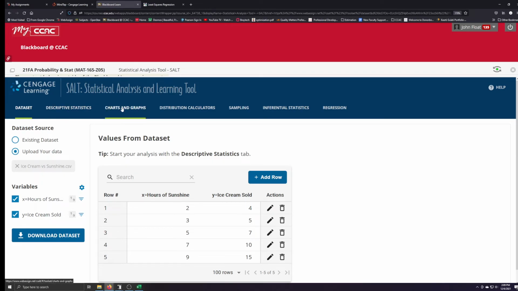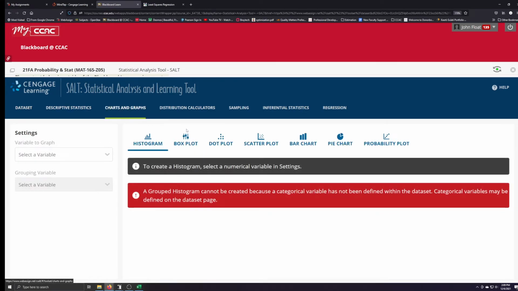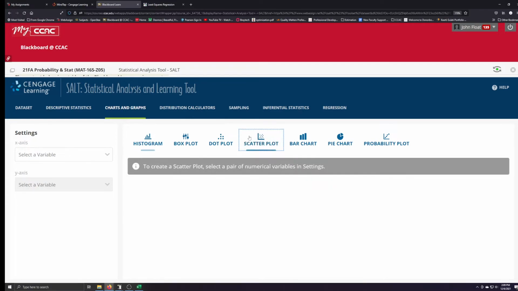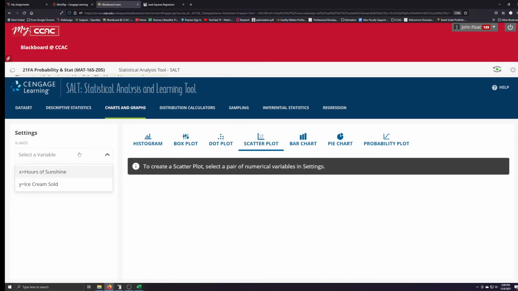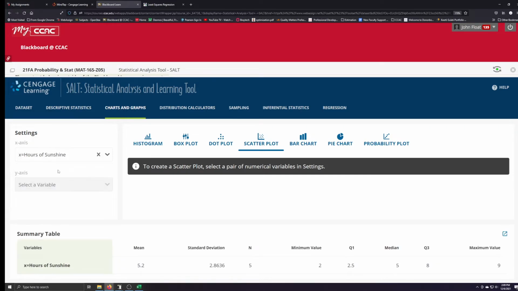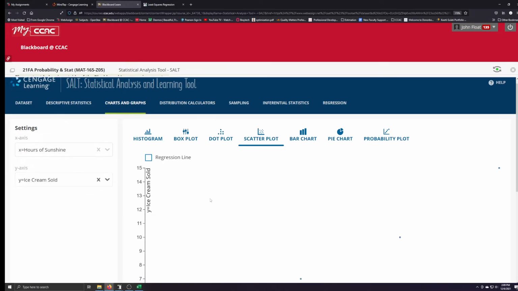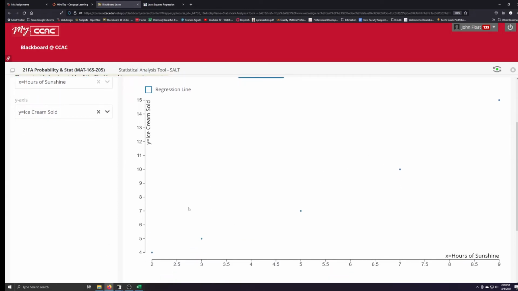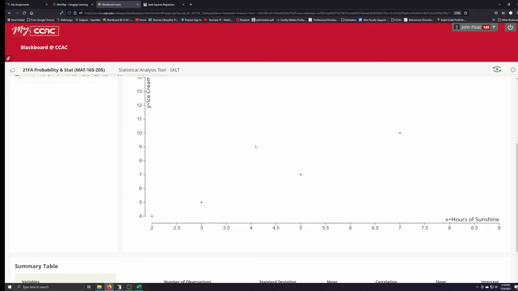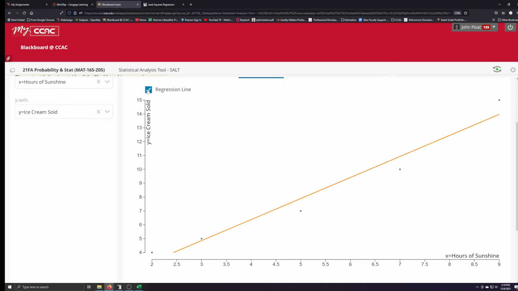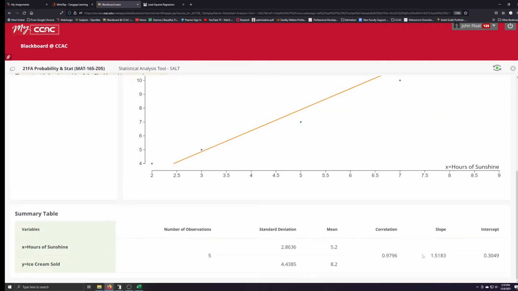Now we go over to charts and graphs, because we want a scatter plot. Our X variable would be hours of sunshine. Our Y variable would be ice cream sold. And it gives you just the standard scatter plot. If you want the regression line, which we definitely do, click on regression line. It gives us this nice orange line. And then we just scroll down and it gives us our data values right here, our slope and y-intercept.